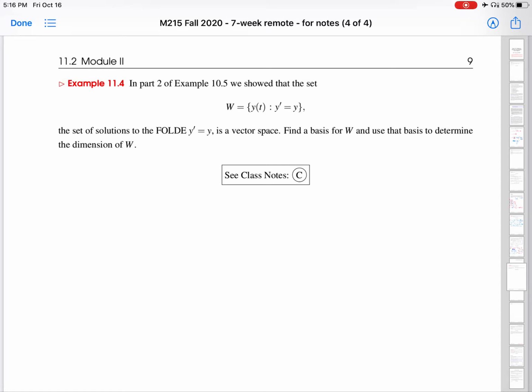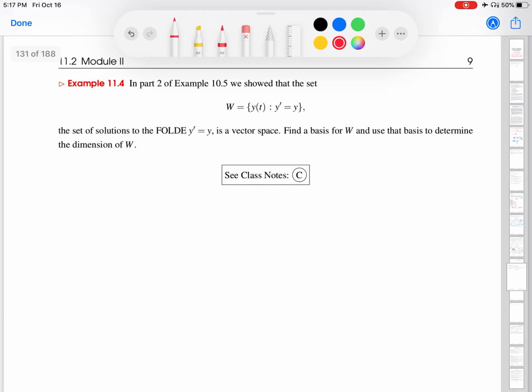We are going to work on class note C in lesson 11. So for this example, I want to find a basis, I should say, for W. I already know that it's a vector space based on previous work that we've done. And this is a now much more familiar set to us that we've been working with for so long in the course in differential equations. So what are we going to do?